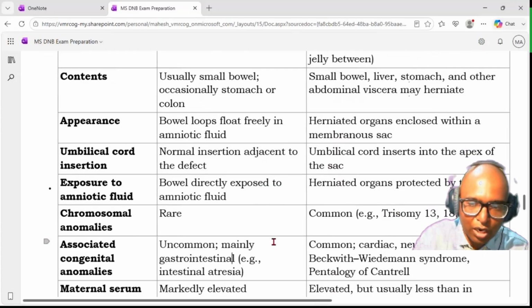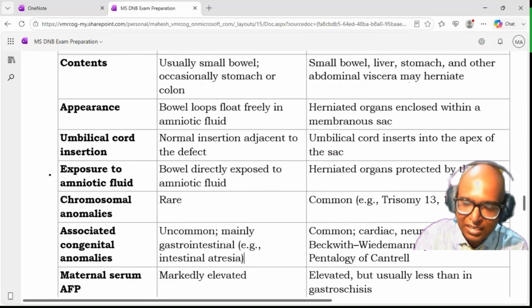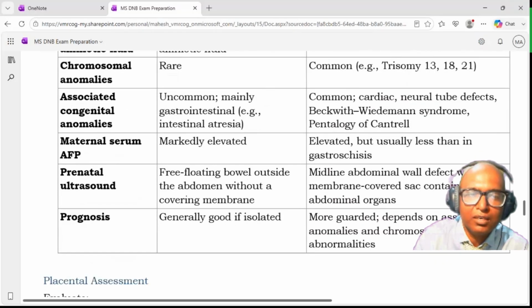Associated congenital anomalies are not very common, while they are common with omphalocele, especially cardiac, neural tube defects, Beckwith-Wiedemann syndrome, pentalogy of Cantrell, etc. These abnormalities may be present with omphalocele. Then maternal serum AFP levels are markedly elevated. Here they are also elevated, but usually less than in gastroschisis.